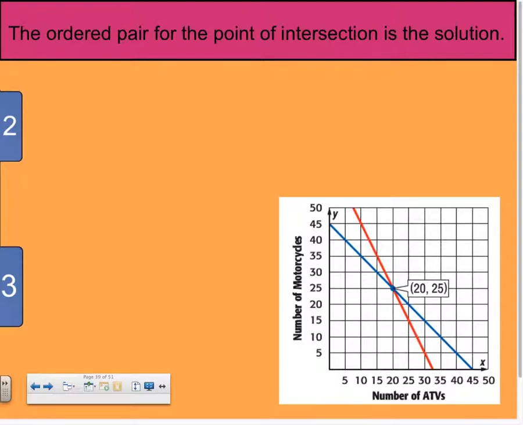Now, remember, a system of equations means I have to have at least two equations. So with this information, I have to come up with two equations. So the first equation I can come up with has to do with the number of vehicles. I'm going to let y represent motorcycles, because at this point it is an unknown variable. And I'm going to let x equal the number of ATVs, or four-wheelers. Okay? Now, I know that together, y and x equals 45 vehicles.